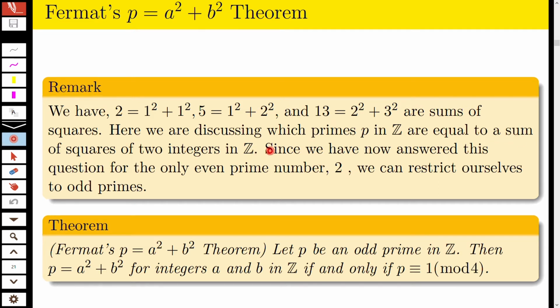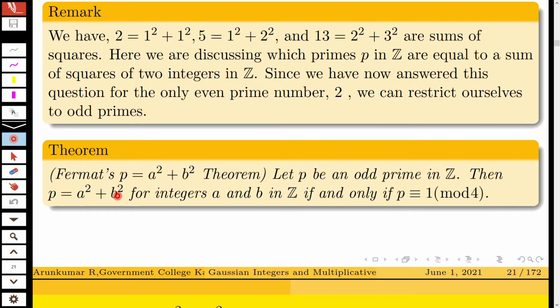You have already answered for 2, so it is enough to consider only odd primes, since the only even prime is 2. This is Fermat's p equals a square plus b square theorem. Let p be an odd prime in Z. Then p equals a square plus b square for integers a and b in Z if and only if p is congruent to 1 mod 4.